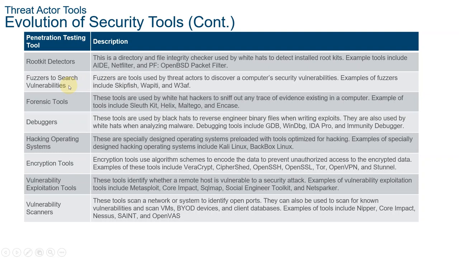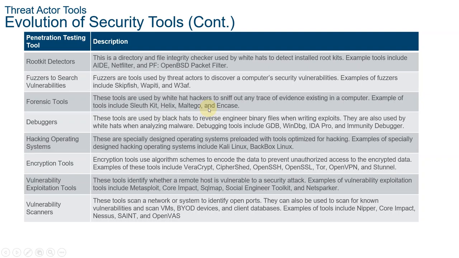Next would be the fuzzers, to search for vulnerabilities. Fuzzers are tools used by threat actors to discover computer security vulnerabilities. Examples of fuzzers include Skipfish, Wapiti, and W3AF. You also have forensic tools. These tools are used by white hat hackers to sniff out any trace of evidence existing in a computer. Example tools include the SleuthKit, Helix, Maltego, and Encase.